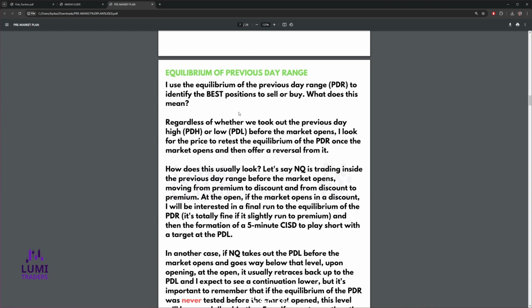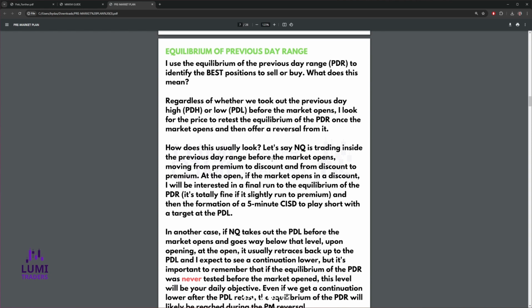What does it mean? Let's say we took out previous day high or low before market open. I look for price to retest equilibrium of previous day range once the market opens and then offer a reversal from it. Okay, how does it usually look? Let's say NQ is trading inside previous day range. This means we never took out previous day high level or previous day low level before market open. Moving from premium to discount, from discount to premium of previous day range.